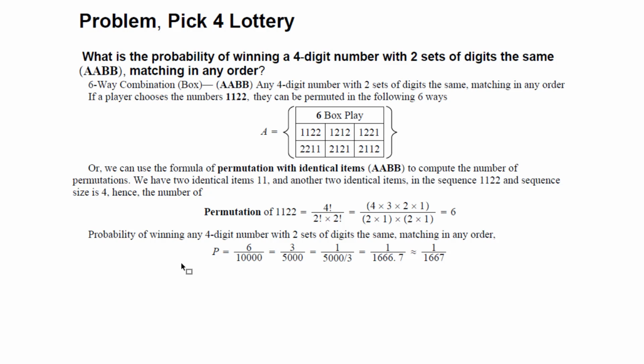So now the probability of winning any 4-digit number with two sets of digits the same, matching in any order: we divide the number of possible outcomes for the 6 box play over 10,000 and we get a chance in 1667.